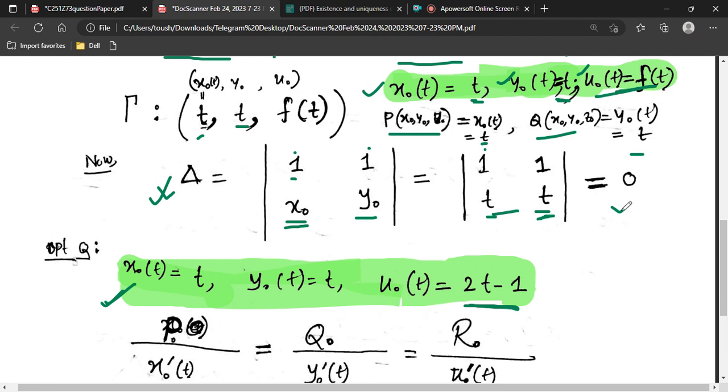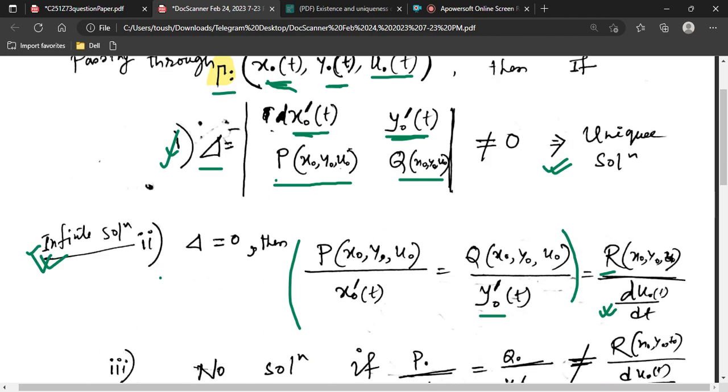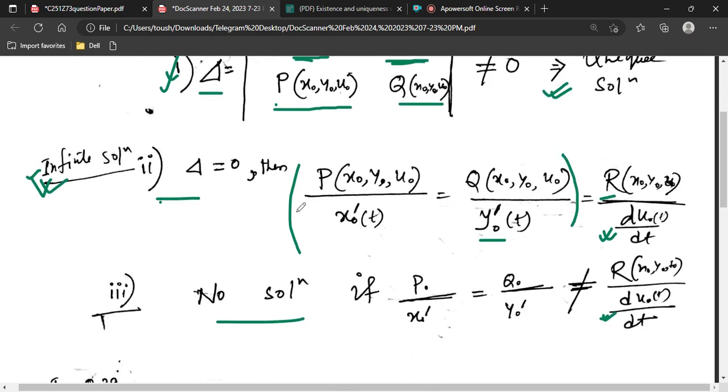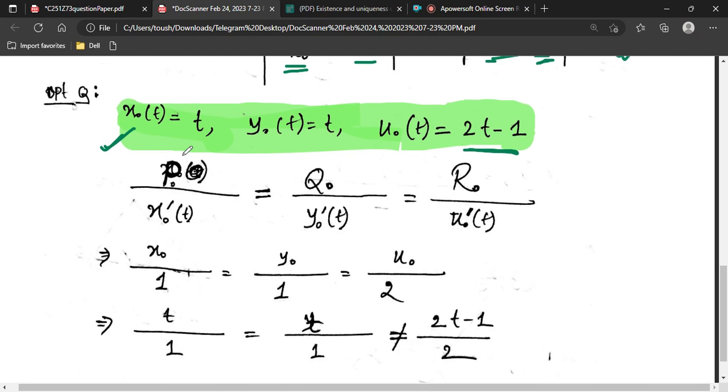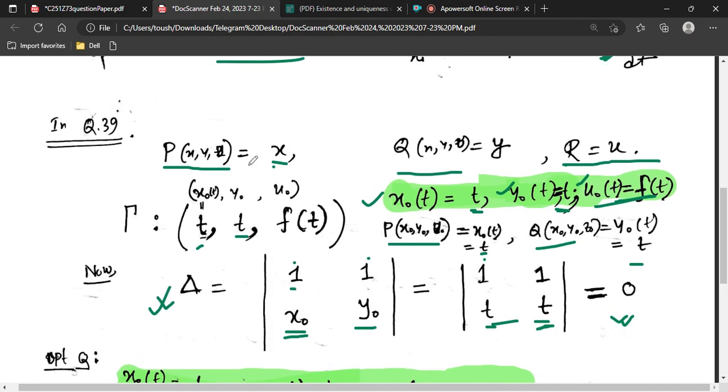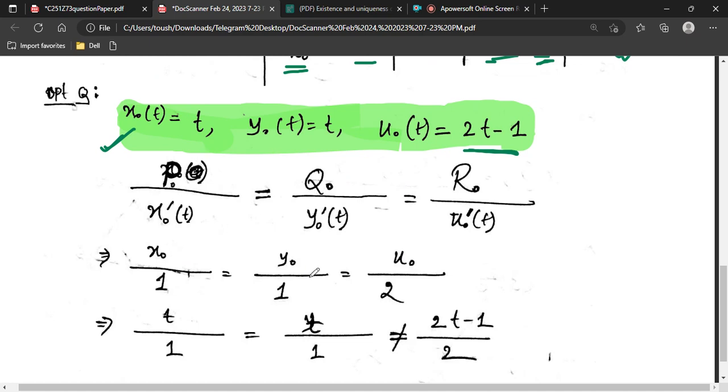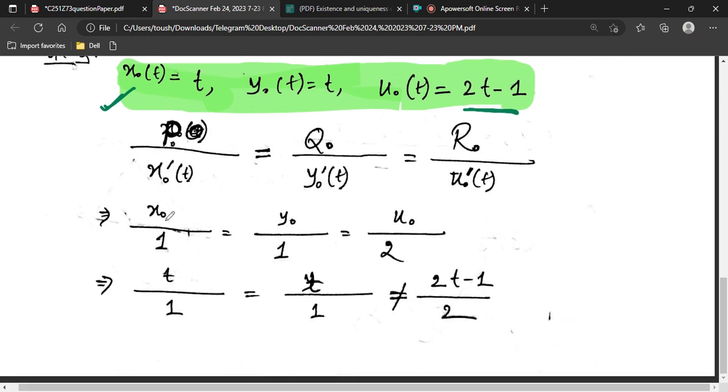If the determinant is 0, then you have to check the rest of the things: for infinitely many solutions you check whether these three are equal or not. So you have to check whether p0 by the derivative of x0, q0 by the derivative of y0, and r0 by the derivative of y0 are equal. So p0 is what? Your p is x, so p0 is x0, q0 is y0, and r0 they have given as u0. And x0 is t, y0 is t.